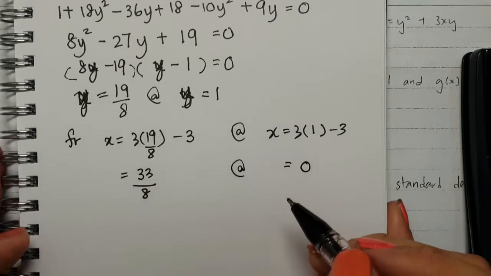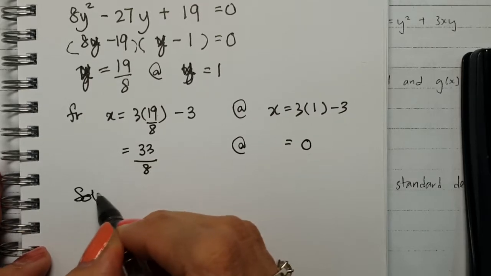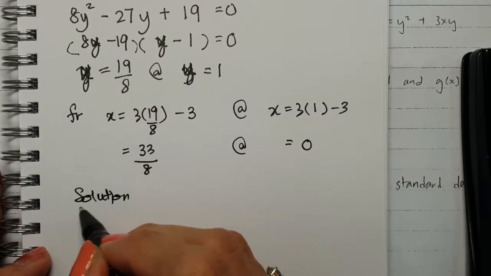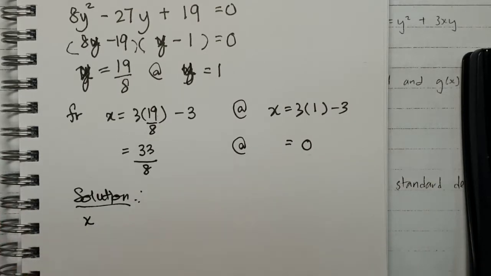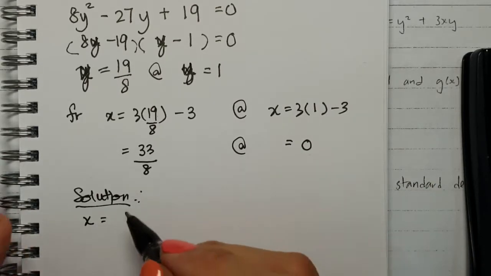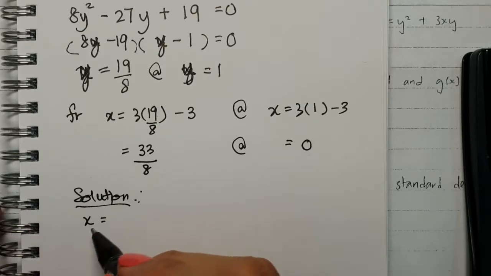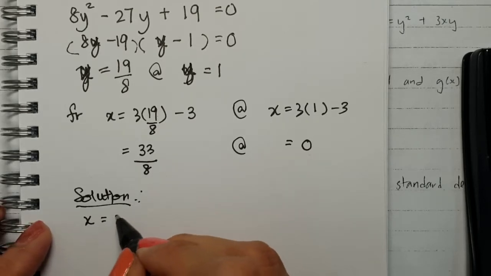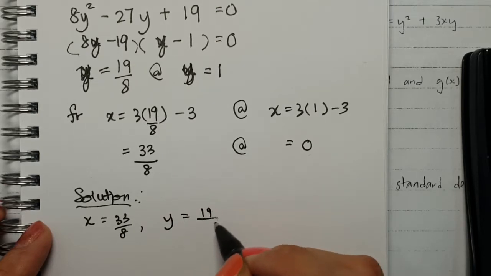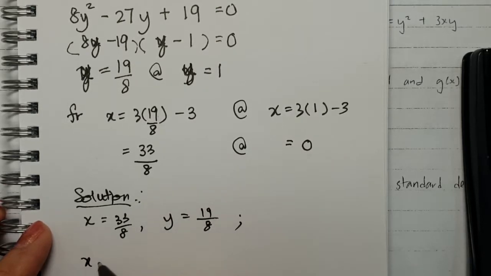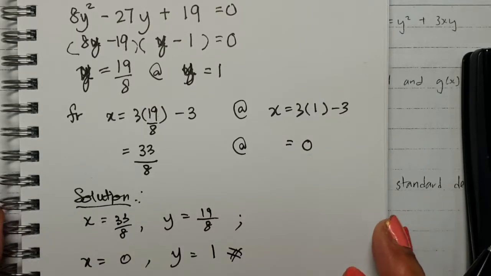Therefore, make it a habit to always write solution. Otherwise, a lot of students, they would just find the x and they forgot to find the y, or they just find the y, they forgot to find the x. So always put a habit to write solution. X equals to 33/8 when y equals to 19/8, or x equals to 0 when y equals to 1. So this is the solution for the first part.